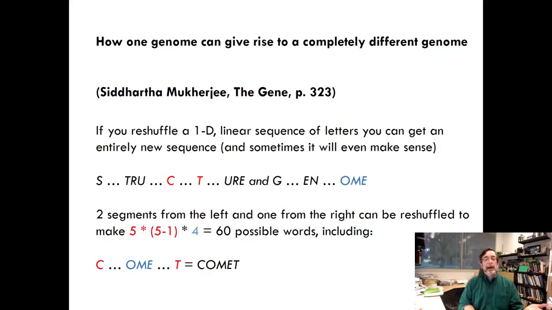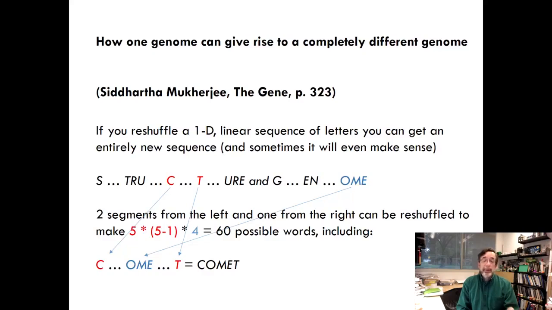So let's say that you have this thing that spells out structure and genome. And if you just take the C and the T from structure and the OME from genome, and you shuffle them together in this way, you can only use one sequence from each kind. You can use two sequences from the left, from the red, you can use one sequence from the right, and once you use one, you can't use it again.